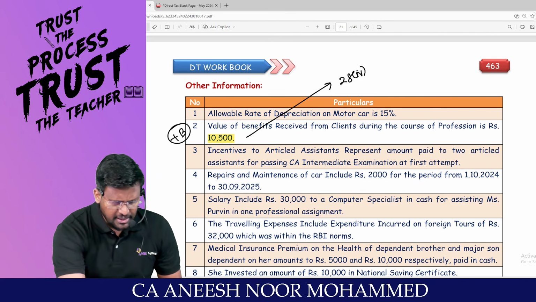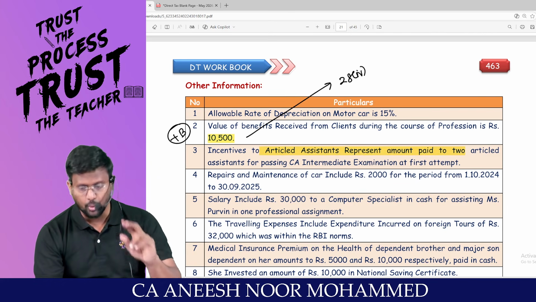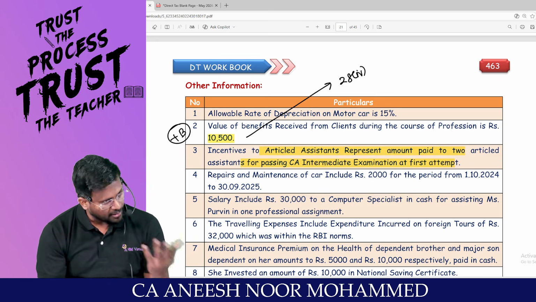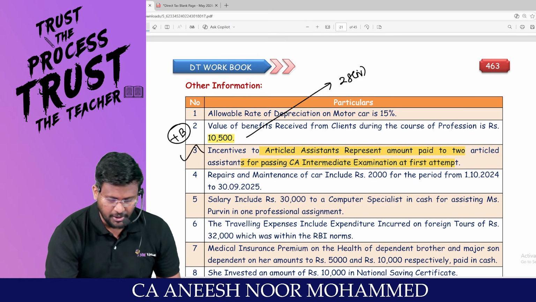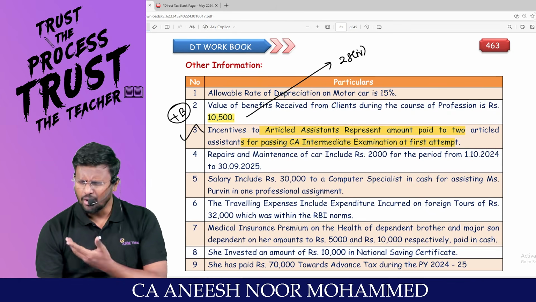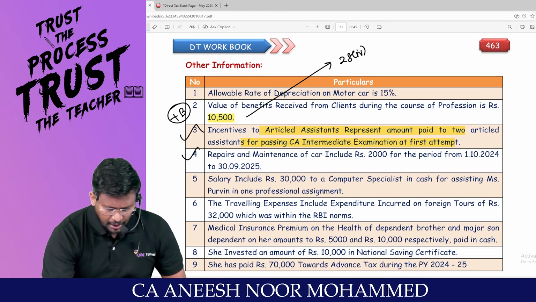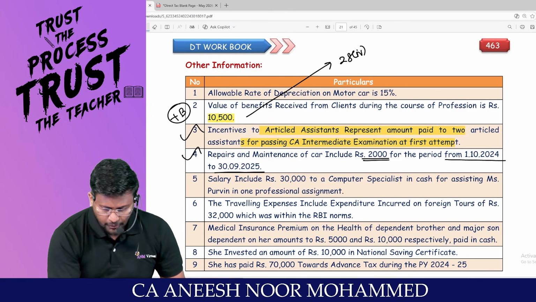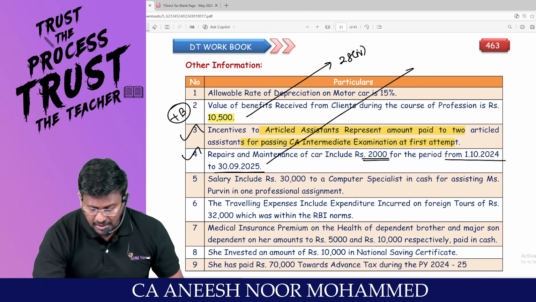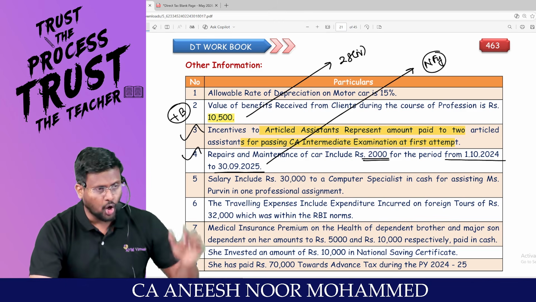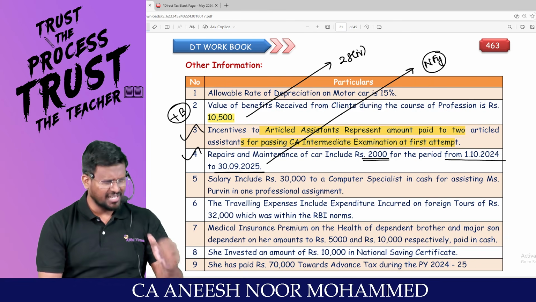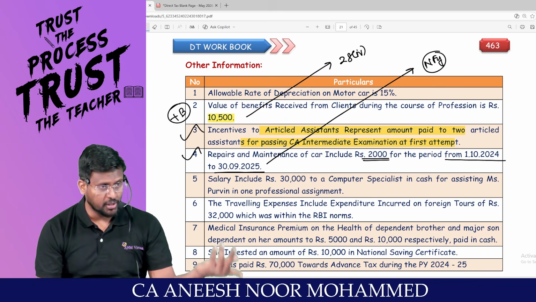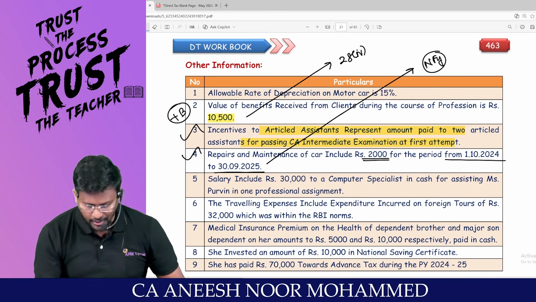Am I right? Incentive to article assistant represents amount paid to 2 article assistants for passing CA intermediate examination in first attempt. It's allowable. My dear lovable students, that is a business expenditure, can be debited to P&L account, already debited to P&L account, no adjustment is required. Repair and maintenance of car include 2,000 for the period from 1/10/2024 to 31/3/2025. That means even next financial year expense is also debited in the current year. Since the assessee is following cash system, it will not be treated as prior period expenditure or future expenditure. Anything debited to P&L account will be allowed as a deduction.